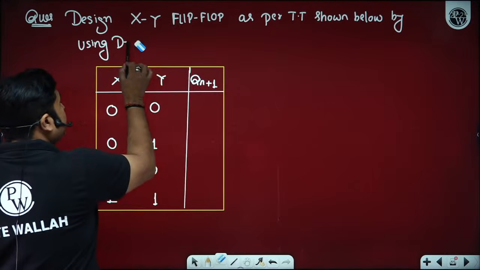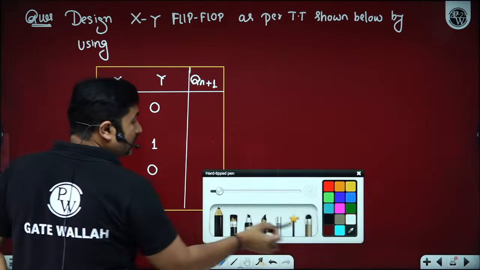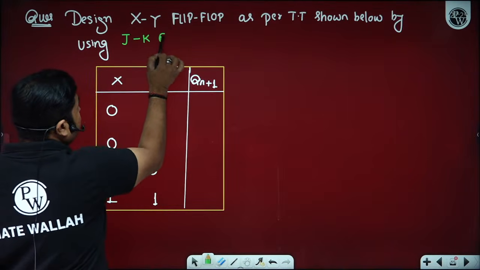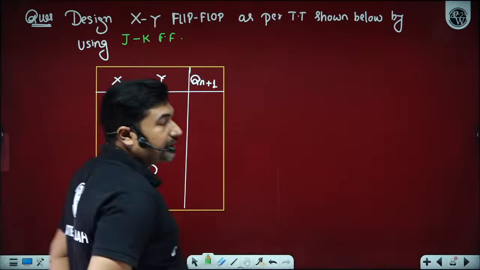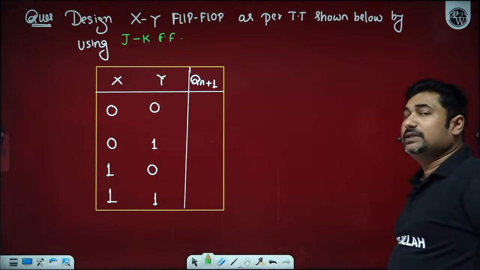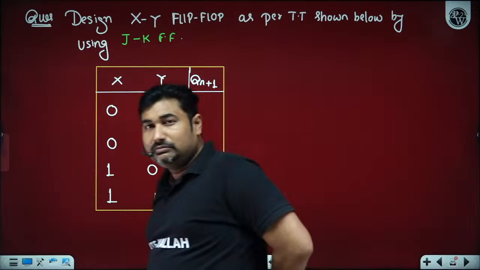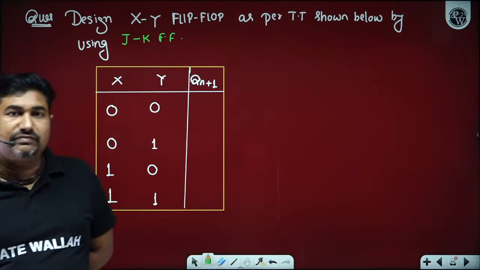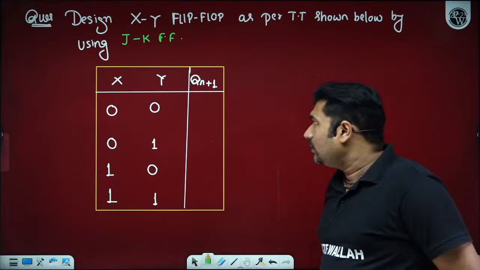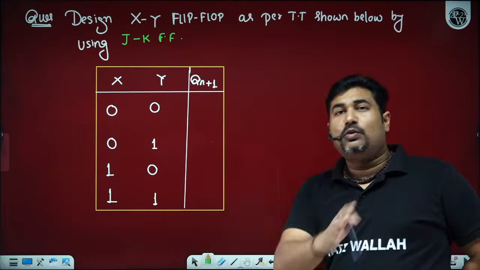Or let it be a JK flip-flop. It will be better to go with the JK flip-flop. Let's try to go with the JK flip-flop. I'm changing this question. Okay, we want to design an XY flip-flop as per the truth table shown below by using JK flip-flop. Please do comment and let me know what next state you want.